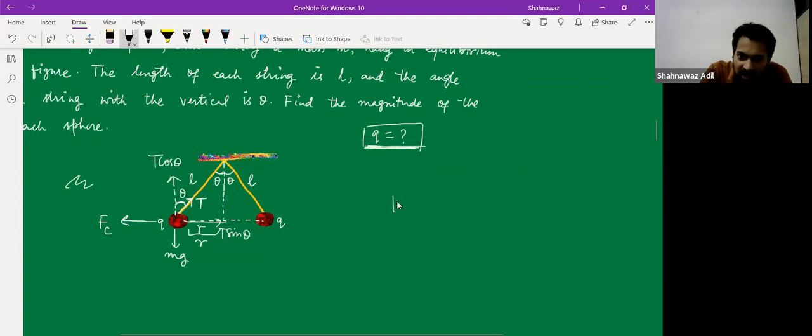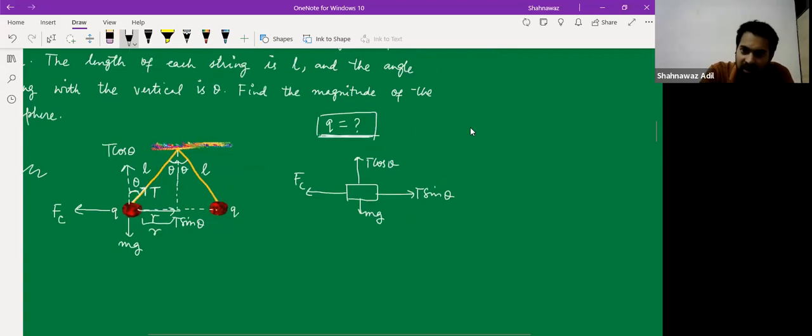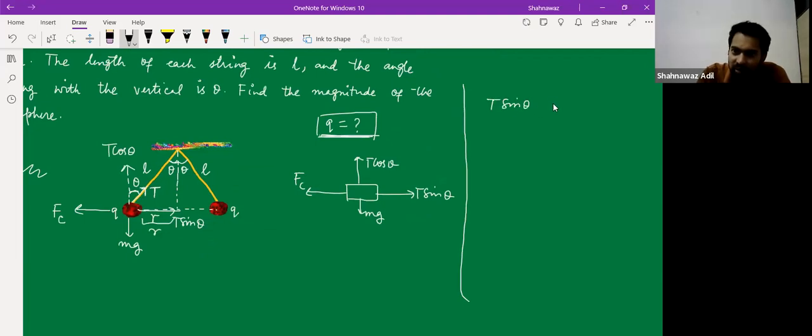So this is mg, right? This is T cos theta. This is T sin theta. And this is the Coulomb force, right? And all these are in equilibrium, right? So T sin theta is F Coulomb, right? And T cos theta is mg, right?